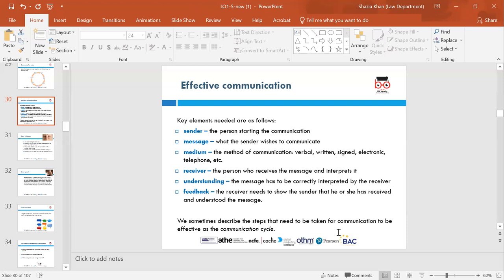So it's important that for effective communication to occur, you must follow these elements. We sometimes describe the steps that need to be taken for communication to be effective as the communication cycle, which we looked at before.